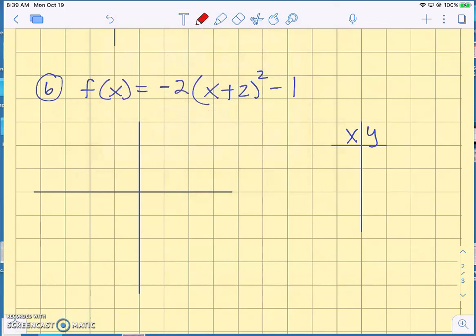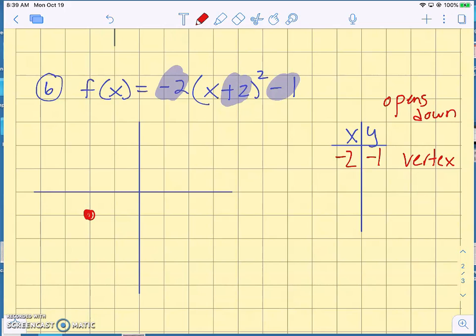Okay, so let's start with our vertex. If we plus 2 minus 1, so it would be -2, -1 is our vertex. So -2, -1. What do we know? There's a -2 in the front, so it opens down.